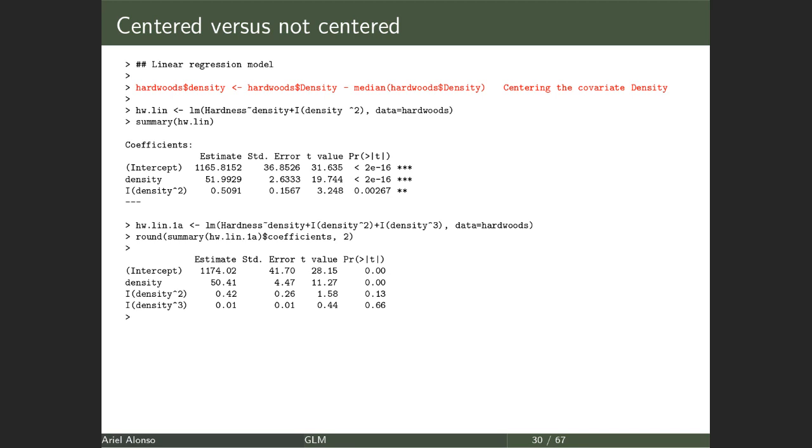So what we are going to do here is create a new variable, density, now with a small letter, not with a capital letter, which is just a centered version of the original density. We are just calculating the density minus the median of the density. And this is it. This solves many of the previous issues. You see, for instance, that you get now more stable results. So when you add a cubic term to your model, then the coefficient of the quadratic term doesn't vary so widely. Before it was going from positive to negative. Now it goes from 0.5 to 0.4, which is a much more stable result.